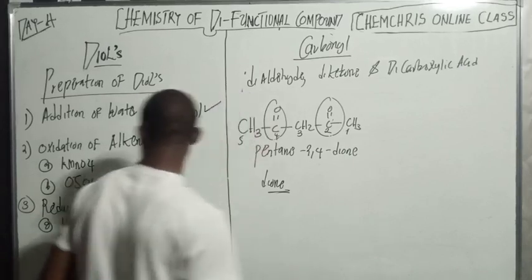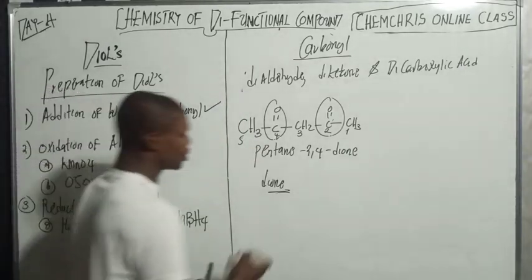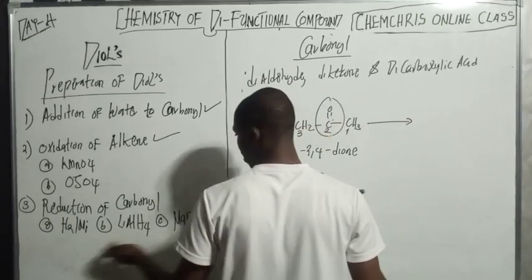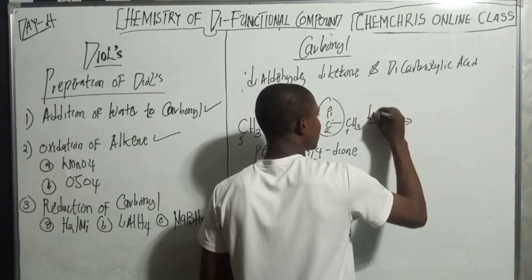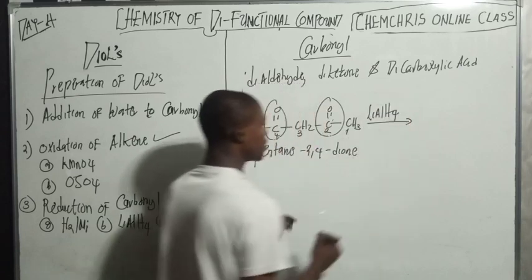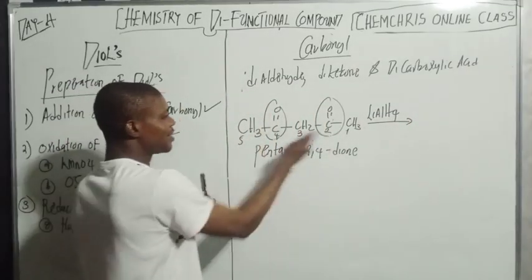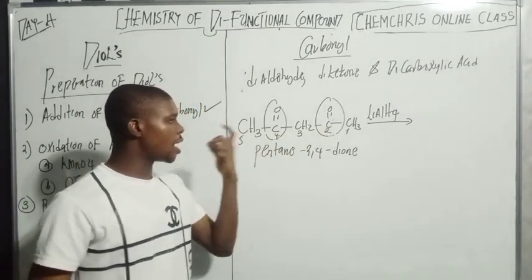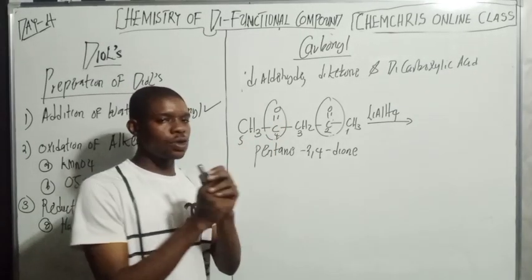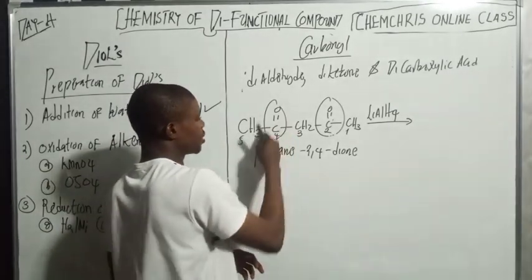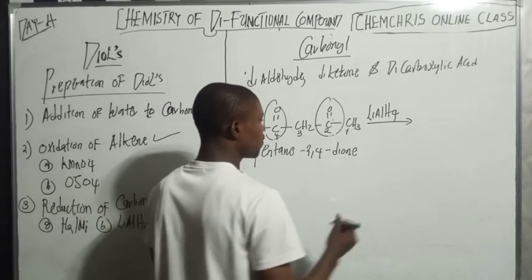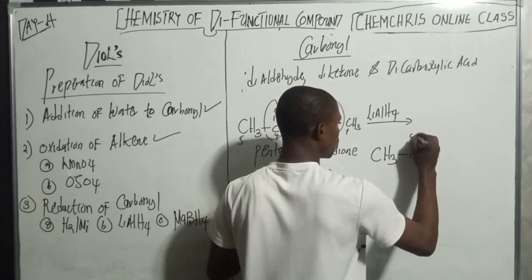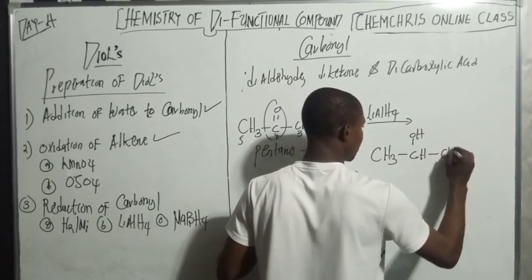So when you use any of these reagents to reduce it, let's use lithium aluminium hydride. What will be the product here? These two will be reduced to OH. So you have CH3, then you have CHOH, then you have CH2.